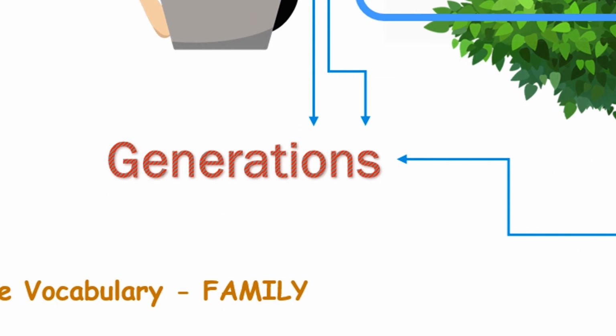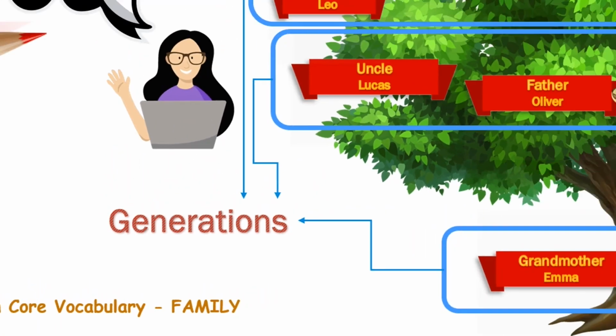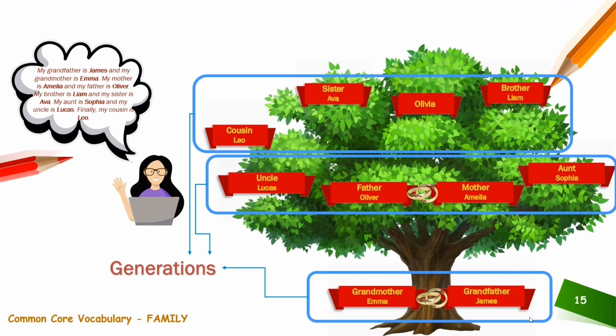Generations. So in this example here of Olivia's family tree, we have 3 generations. The first generation is her grandparents. The second generation is her parents, uncle and aunt. And the third generation is herself and her brother, sister, and cousin.